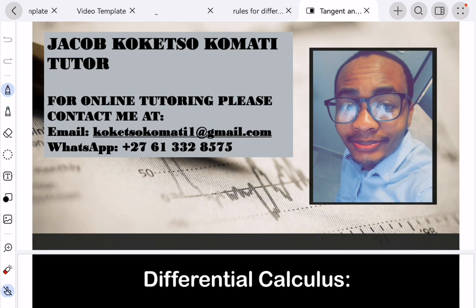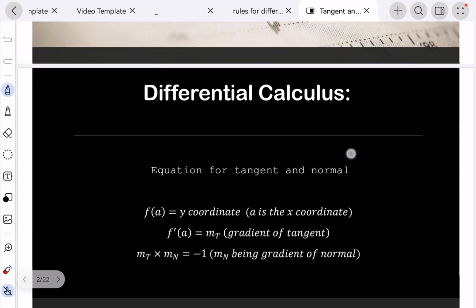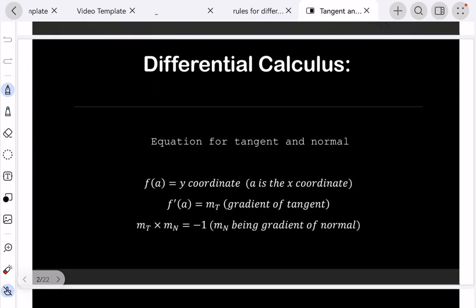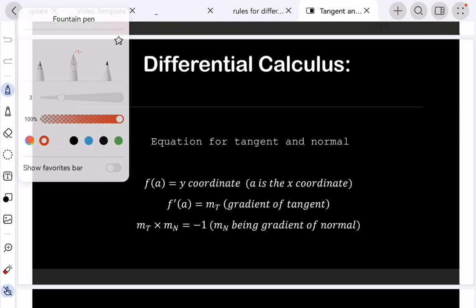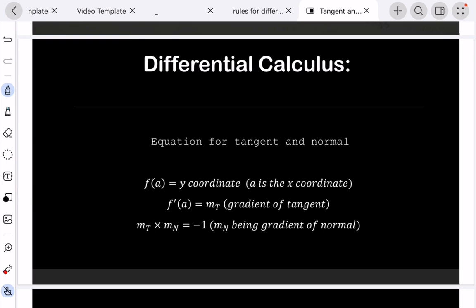Our tutorial, or our lesson, on differential calculus. Today we are focused on tangent and normal, the equation for tangent and normal. Before we go any further, we have to first understand what a tangent is.